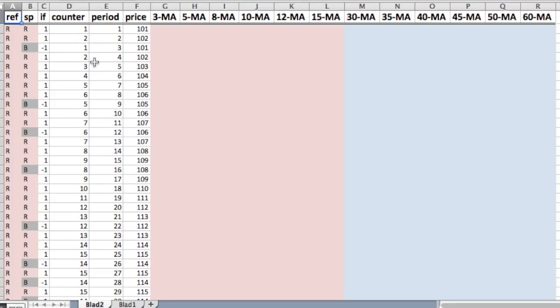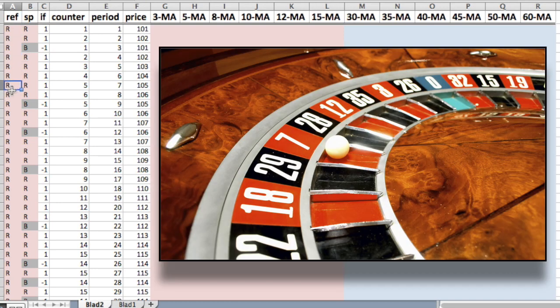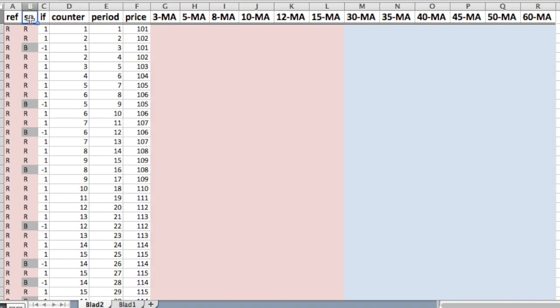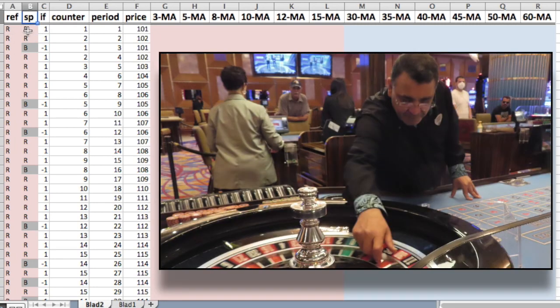So you have here the reference. We will look at the roulette wheel from the point of view of red. You see the spins, and that's what the dealer really will spin. And so red, red, black, red, red, red, red, red, black, red, red.